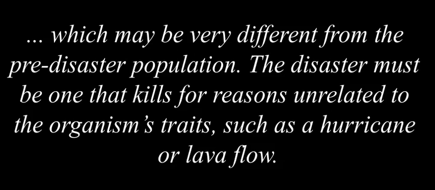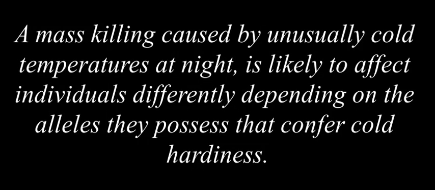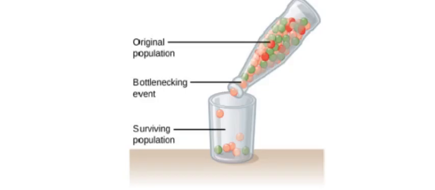The disaster must be one that kills for reasons unrelated to the organism's traits, such as a hurricane or lava flow. A mass killing caused by unusually cold temperatures at night is likely to affect individuals differently depending on the alleles they possess that confer cold hardiness. Figure 11.8. A chance event or catastrophe can reduce the genetic variability within a population.